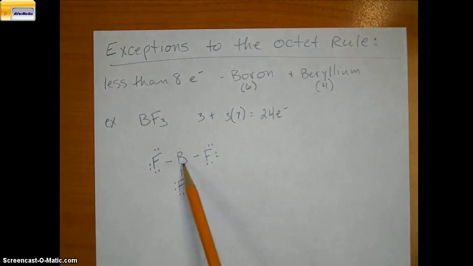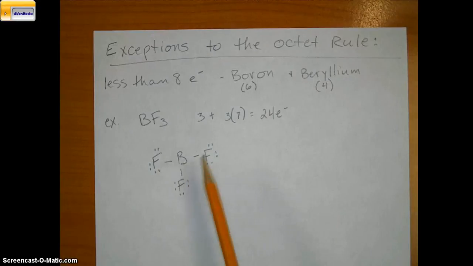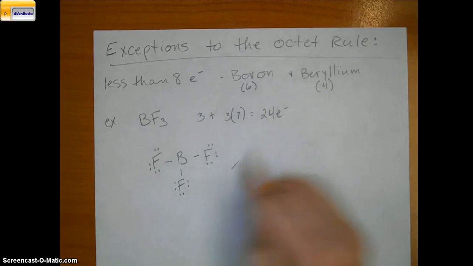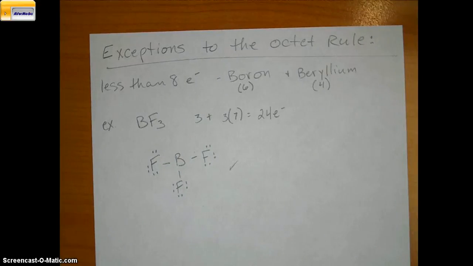Now, the boron only has 6. Normally, we would share between one of the fluorines and boron and make a double bond to give the boron 8. But because it's an exception, it's okay having 3 single bonds and only having 6 electrons around it. So we're good the way it is. We don't have to double bond if boron is in the middle.